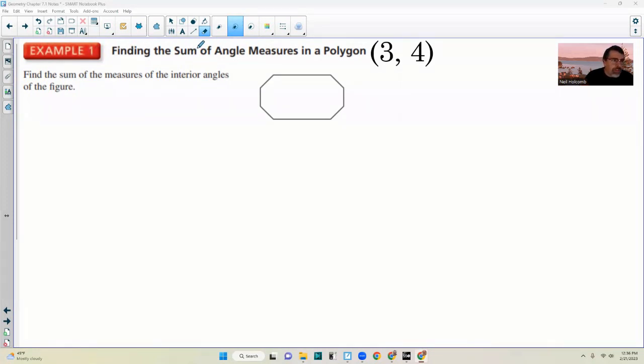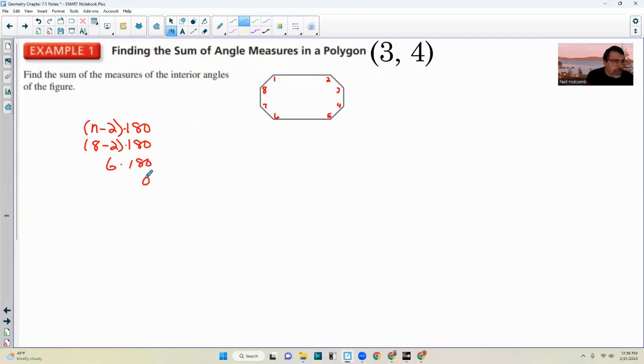All right, so here's example 1, finding the sum of angle measures in a polygon. Find the sum of the measures of the interior angles of the figure. So the first thing I'm going to do is number them. I'm going to start top left. 1, 2, 3, 4, 5, 6, 7, 8. There are 8 angles. So I write the formula n minus 2 times 180. Okay, and my n is 8. So then I simplify 8 minus 2 times 180, and simplify some more. 8 minus 2 is 6 times 180.